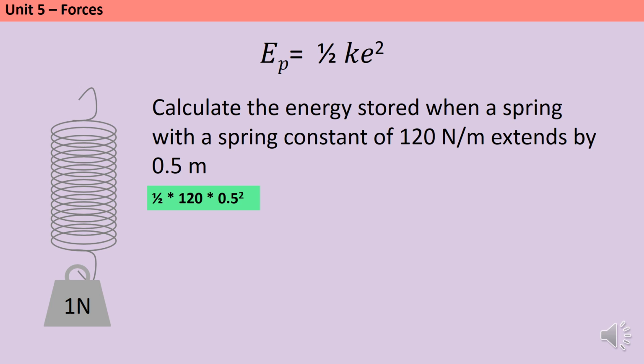Now, looking at these numbers that I have, I need to think about my order of operations. I know from my BIDMAS rules that I'm always going to do an index before I do multiplying, so I'm going to square 0.5 before I multiply it by anything. That gives me half times 120 times 0.25. When I multiply all those numbers together, I get 15. And because this is a measure of energy, my units will be joules.